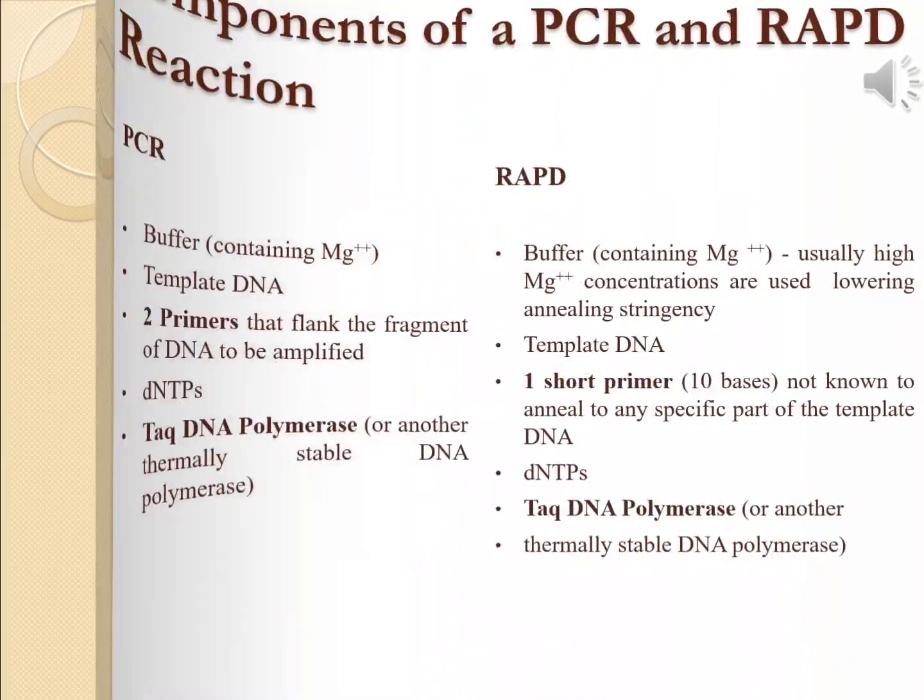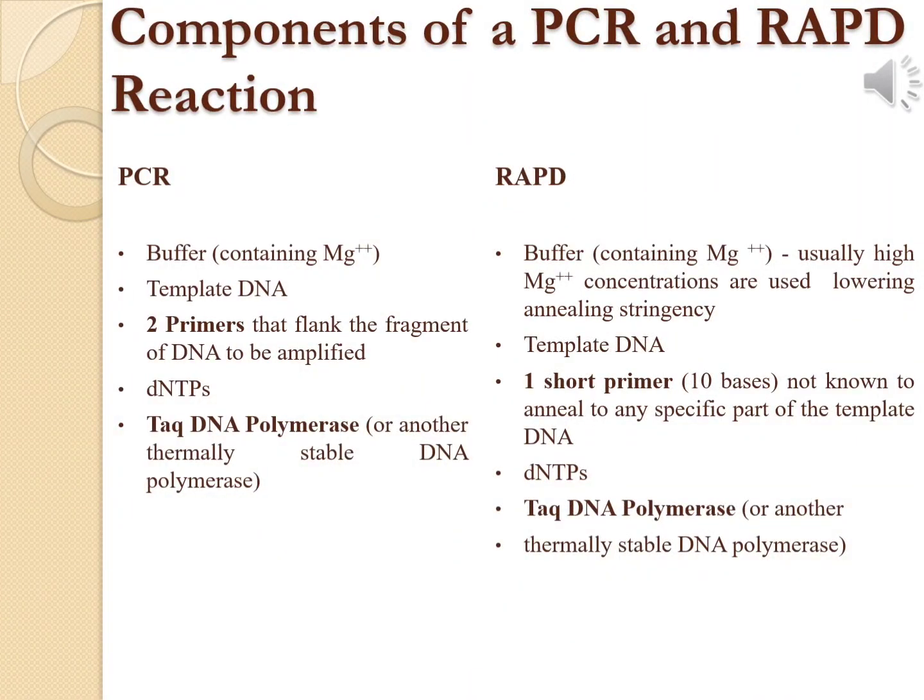Now let us see a comparative study between the components which are required in PCR and RAPD reaction. PCR requires a buffer which contains magnesium 2+ ion in it, template DNA, 2 primers, that is forward and reverse primer, which will flank the fragment of DNA which is to be amplified. dNTPs and Taq DNA polymerase are needed for the PCR reaction.